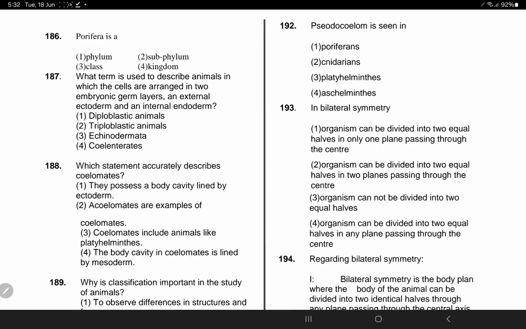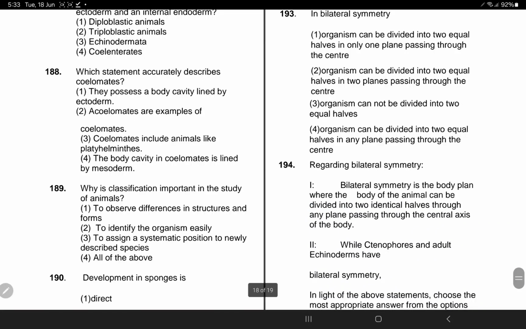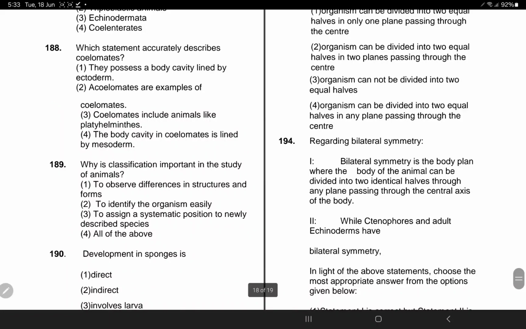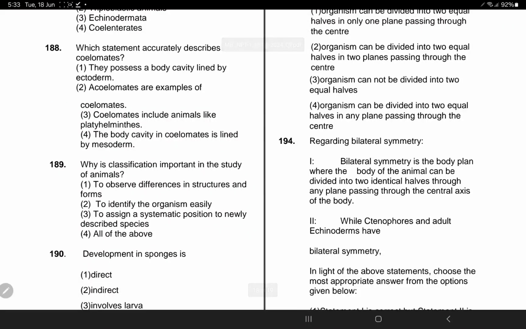Pseudocoelom is seen in Aschelminthes. Option 4 is correct. In bilateral symmetry, an organism can be divided into two equal halves, only one plane passing through the center. Option 1 is correct. Regarding bilateral symmetry, the body plan where the body of animals can be divided into two identical halves in any plane. No, only one plane. Statement 1 is wrong.